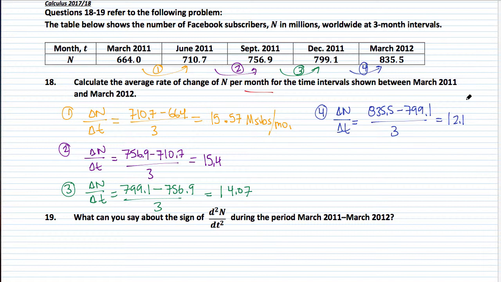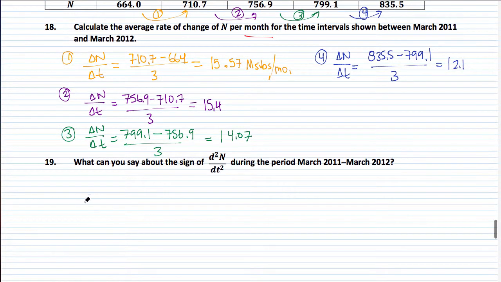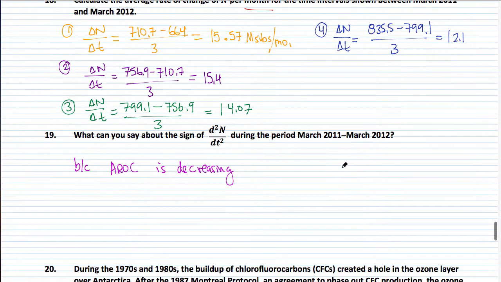So what can we say about the sign of the second derivative during this period? Well, because I see that the average rate of change is decreasing, that means my slope is technically becoming less steep. So I'm thinking that if I were to plot these things, it would look something like this. I would have some axes, and my slope would be positive, positive, but it's becoming less positive. So because the average rate of change is decreasing over time, that means that my second derivative must be negative.